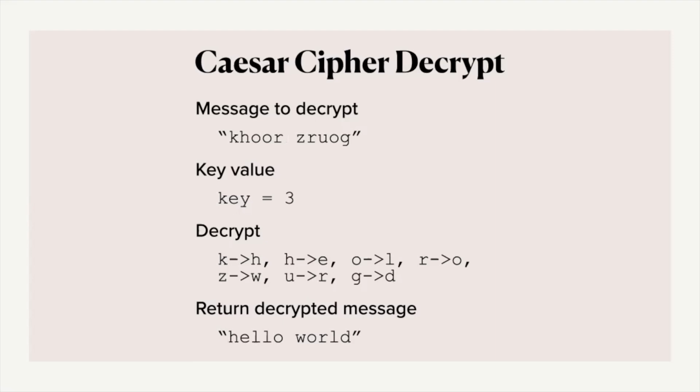And then for the decryption, if we took that crazy message and we're like, oh no, what did the original message look like? I'm not sure. We would input the key value, which is 3, and then we would be able to decrypt that message successfully. And that would mean K would be switched to H would become E, O would become L. And once we substituted all of those characters, we would get our decrypted message, hello world.